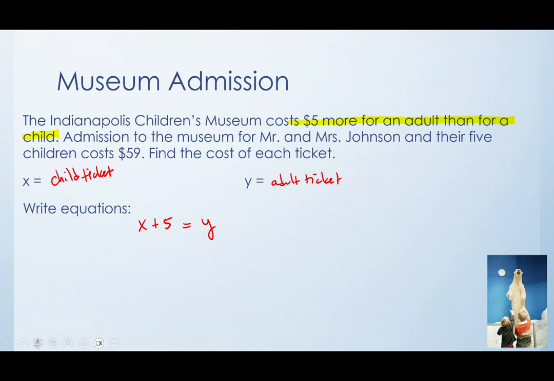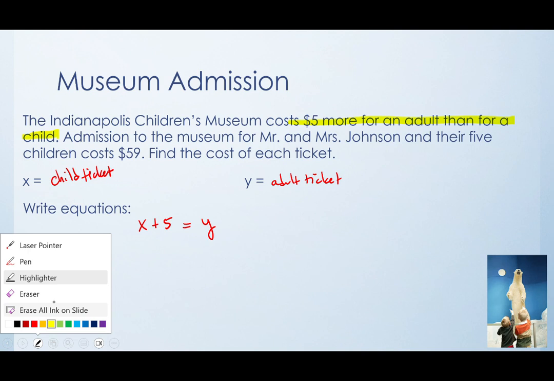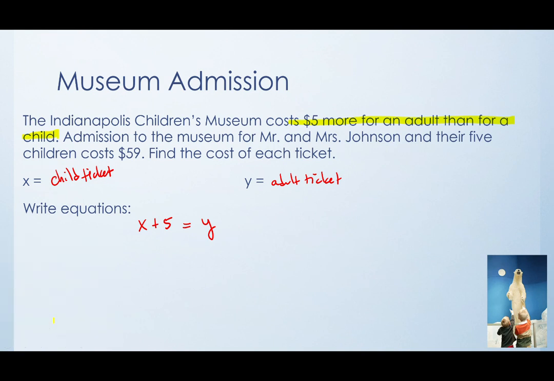Then we know that admission for the Johnson family costs $59. So when you do a little thinking here, we have 5 children, so 5 children's tickets and 2 adult tickets is equal to $59. So there's our system of equations.